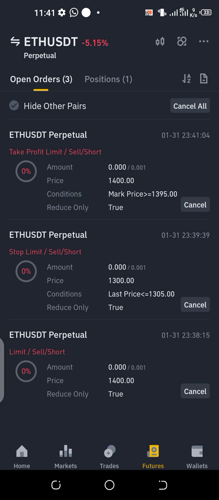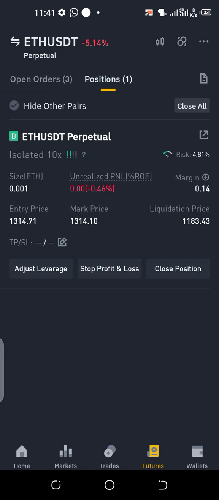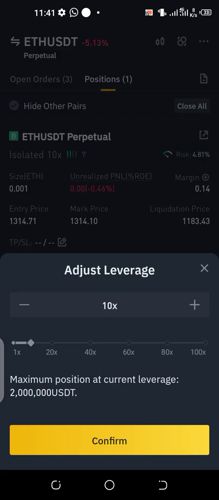The condition is that the mark price reaches 1,395. In this case, the condition was that the last price should reach 1,305. You can use any of the two, but most times it's better to use the last price. And so that is it. That's how you can use those two. I said earlier, you can adjust leverage, you can increase it if you want, but you can't reduce it once you are in isolated margin mode.